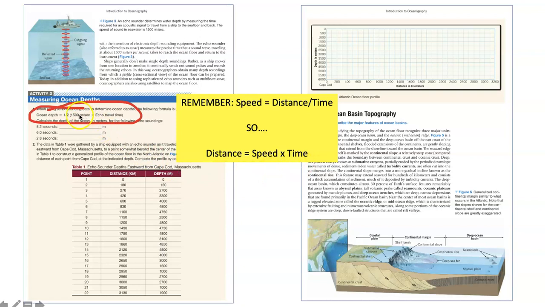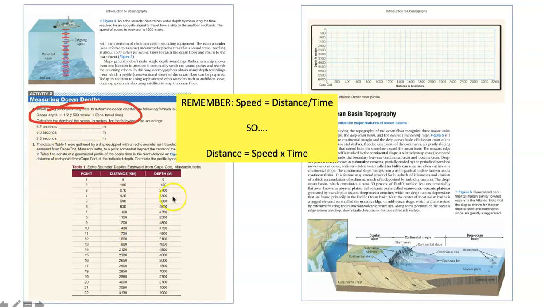Now the reason it has a half is because if you think about it, the time it takes for this wave to go down and back up is really giving you twice the distance that you want, because you're measuring the time for the wave to travel in both directions. So if you take half of that value, then you get the ocean depth. So you're asked to calculate the ocean depth in meters for a couple of these different echo travel times.